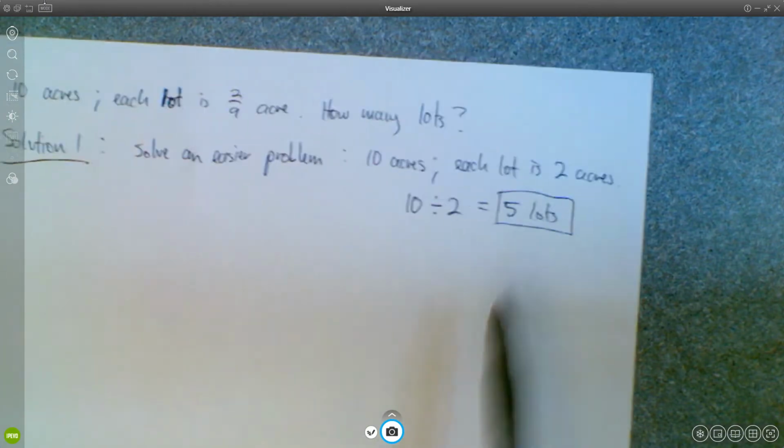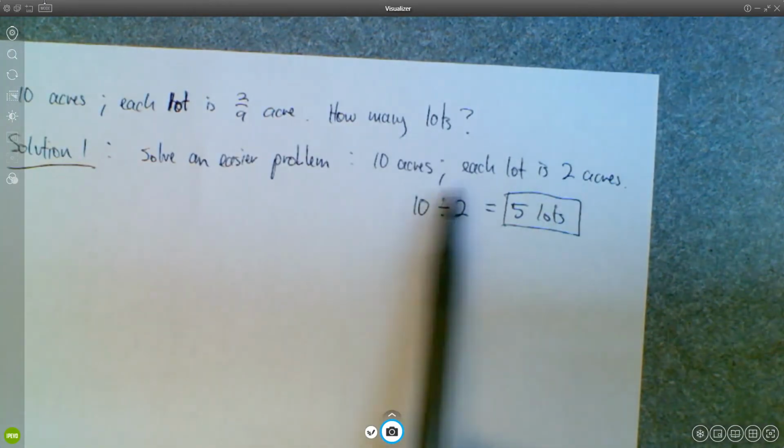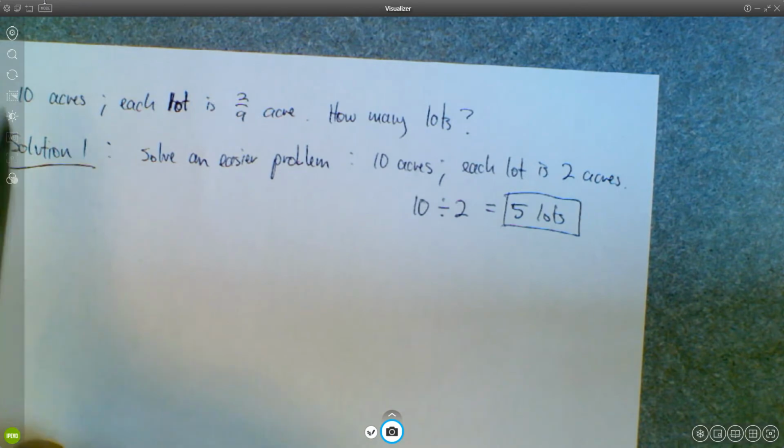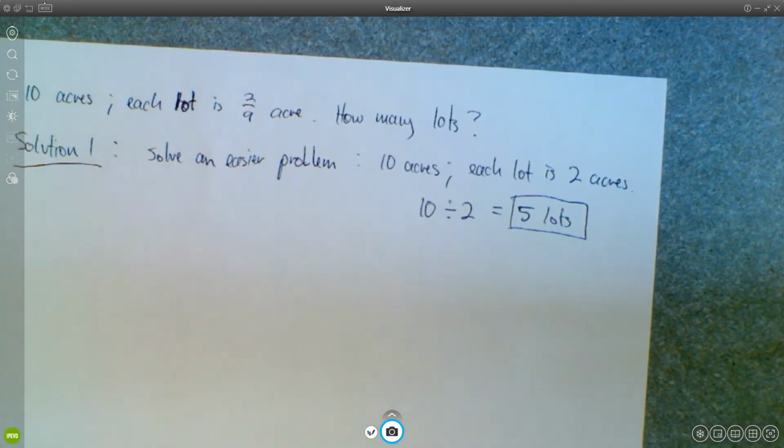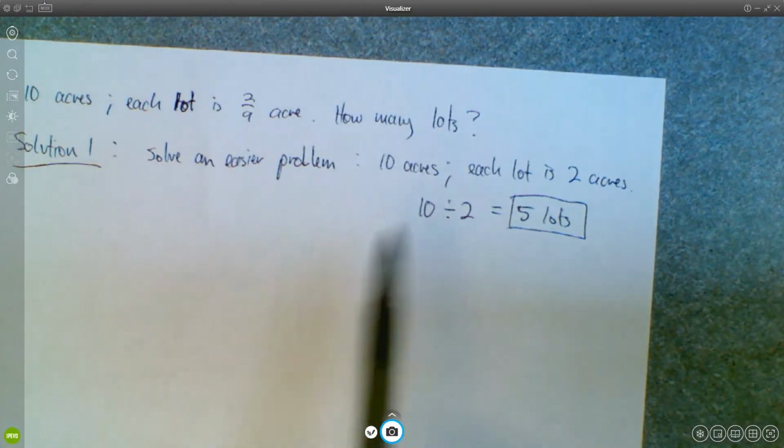Or if each lot was to be 5 acres, then you would do 10 divided by 5, you'd only get 2 lots out of your 10 acres, right? Because each lot would need to be 5 acres. Or if each lot was 1 acre, well then 10 divided by 1 is 10, right? So you would get 10 lots. So you're doing division each time.